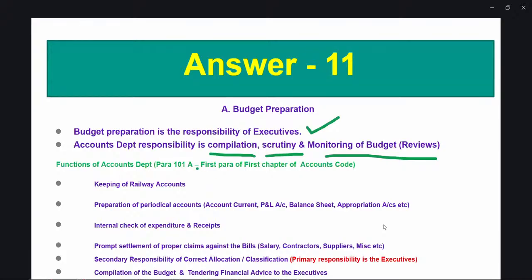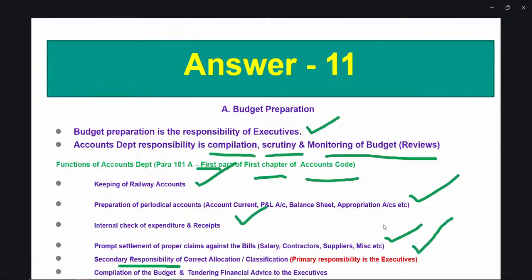This is the first chapter of the accounts code. The functions: railway accounts maintenance, preparation of accounts, internal check, settlement of the bills, and responsibility for correct allocation or classification. It is a secondary responsibility, not the first responsibility. The primary responsibility is the executives' again, along with budget compilation and financial advice.